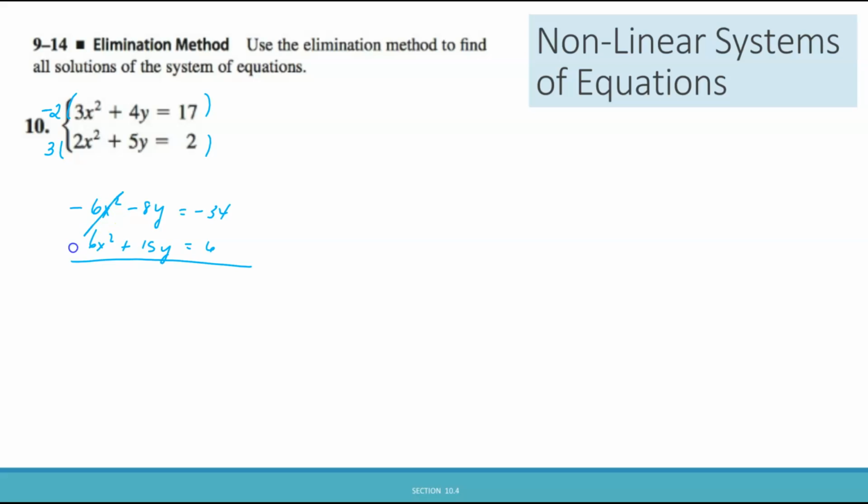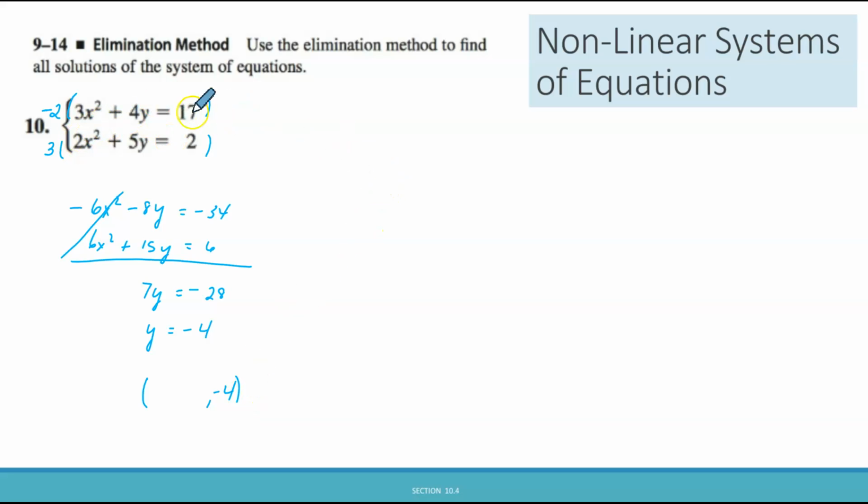Adding, we add our x squared to eliminate. -8 plus 15 is going to give us 7y. 6 minus 34 is -28. And then dividing both sides by 7, here we're going to get y is -4. Okay, so in that ordered pair, so far we know y is -4.